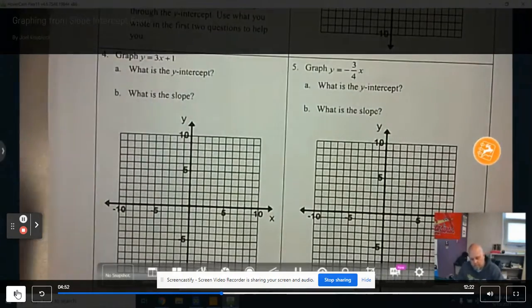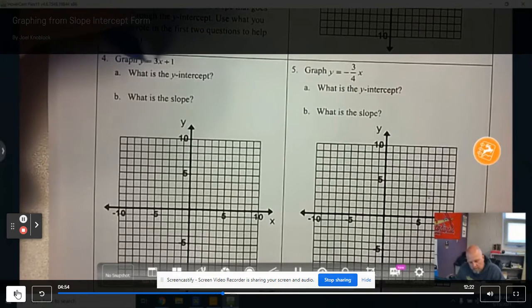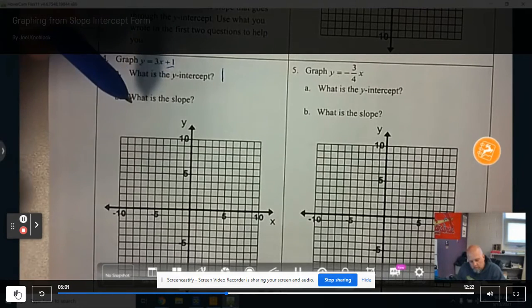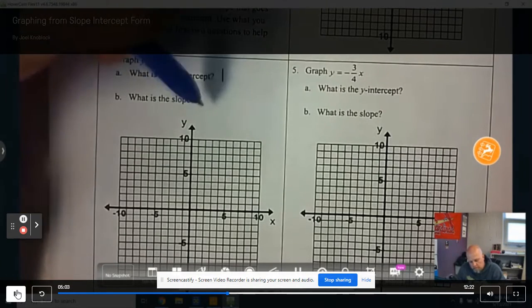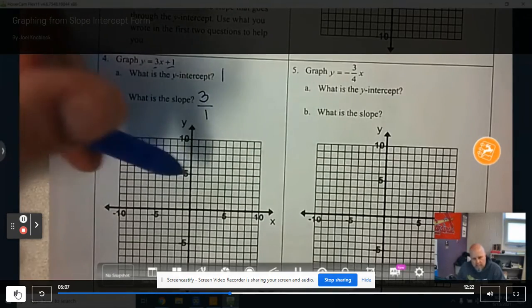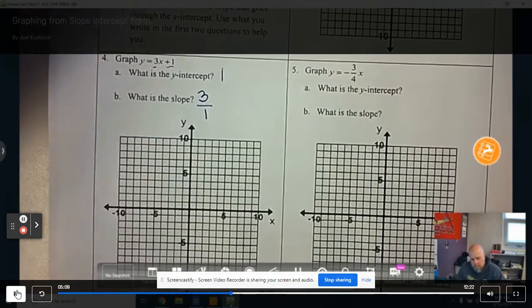Okay, number 4. So again, start with the y-intercept. So I see it's back here. It's +1. What's the slope? It's the number in front. So anytime it's a whole number, I'm going to just drop it over 1 because that's going to help me when I count and graph those points.